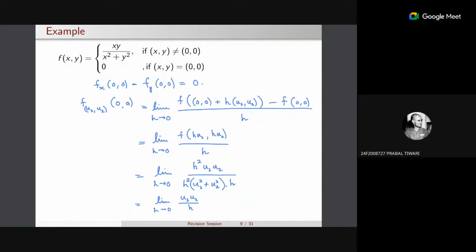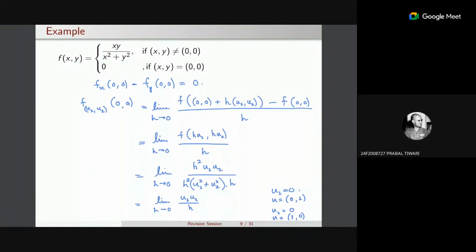It goes to infinity. It's a constant divided by 0, so it blows up as we approach 0. But there is a catch: u1 or u2 could itself be 0. What is the case when u1 is equal to 0? Then your unit vector is given by (0, 1). Or if u2 is equal to 0, the unit vector is given by (1, 0). In these two cases, the numerator being 0 makes this quantity u1 u2 by h itself 0. So that limit actually exists.